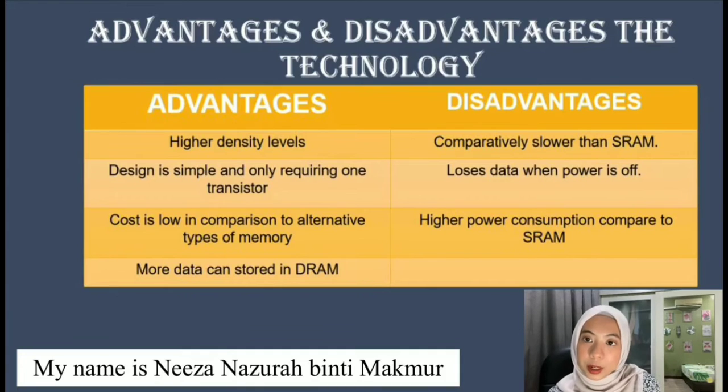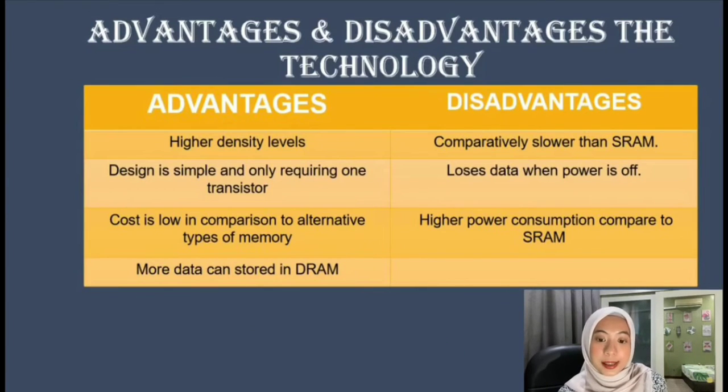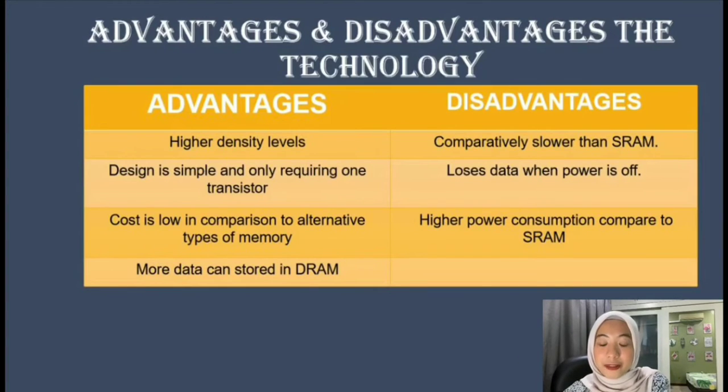So today I'm going to talk about my slide, which is the advantages and disadvantages of DRAM. The first advantage of DRAM is that it provides a higher density level. Since a single DRAM cell is composed of only two components, a transistor and a capacitor, DRAM can be made at high densities and it is inexpensive compared to other types of memory.